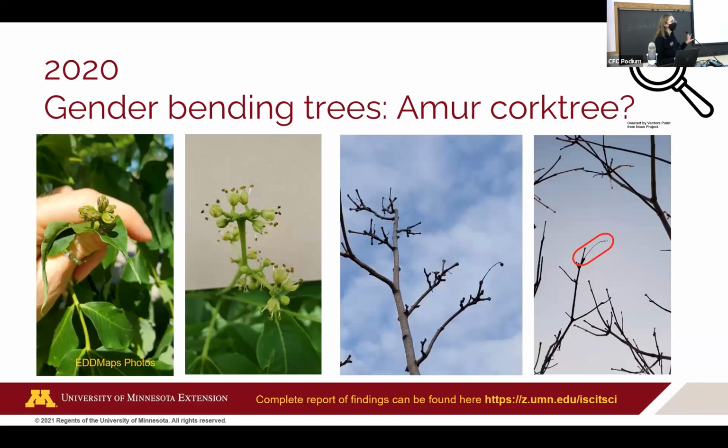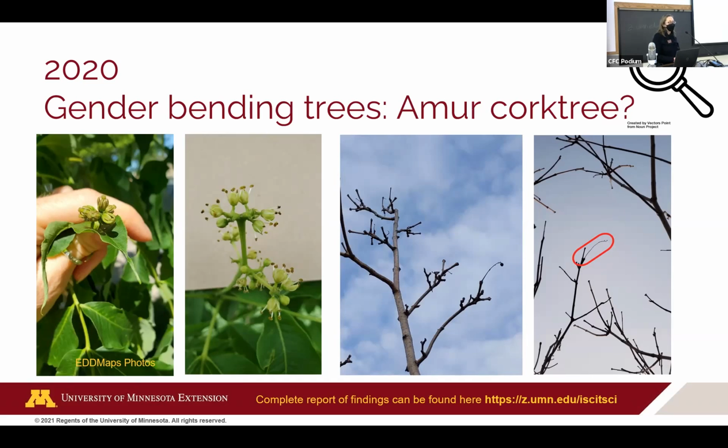On the far left is one of our volunteer pictures, and that's of a female flower. The one next to that is a male flower. And those were taken in June. It turns out we didn't even exactly know when they flowered, but it's about a 2-week period in early June.